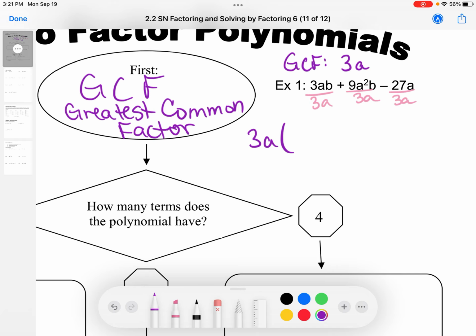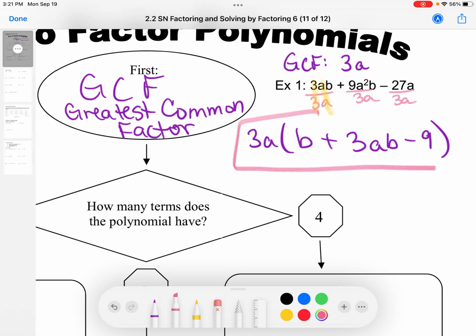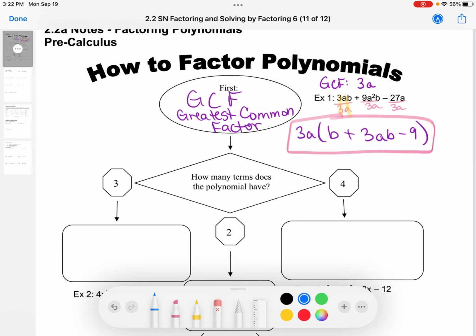So in that first term, the 3 divides out, the a divides out, leaves us with just a b. Plus, in the second term, 9 over 3 is 3. A squared over a is a. And the b stays there because there's nothing to divide it. Then in that last term, 27 divided by 3 is 9. A divided by a divides out. And this is completely factored form. Greatest common factor, divide it all out. Make sure we keep the greatest common factor written down on the outside. Don't forget about it.